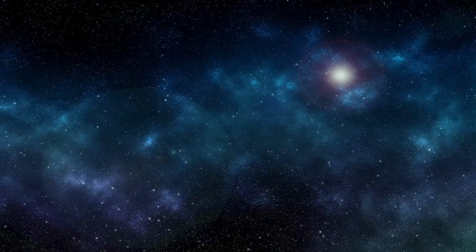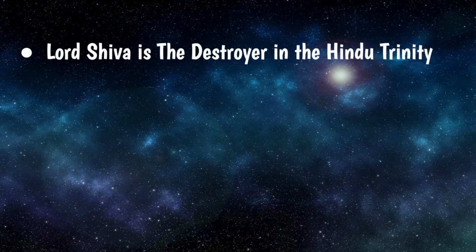Before we get into the different symbols of Lord Shiva, let's quickly talk about what he represents as a whole. Lord Shiva, also known as Mahadev, is one of the principal deities of Hinduism. He is also known as the destroyer within the Hindu trinity of Brahma, Vishnu, and Shiva. His role in the universe is to destroy everything in order to recreate it. He ends the cycle of time and creates a new one. We're in a cycle of time right now, you know.